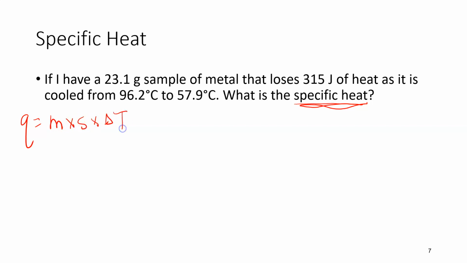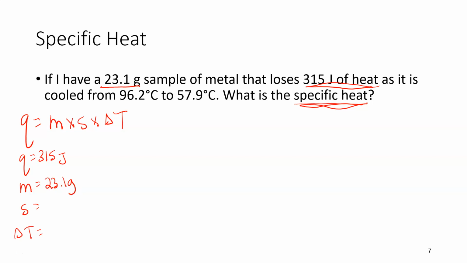Okay. And then my suggestion is let's take all the numbers from the question and one by one assign them which variable letter they go with. And then when we're finished, we'll plug our numbers in. So I'm going to want to figure out what is Q, what is m, what is s, and what is delta T. Okay, so Q is the heat with the unit joules. So when I look at this question, loses 315 joules of heat. So Q is equal to 315 joules. m for mass should be in grams. So I have a 23.1 gram sample. So m is 23.1 grams.